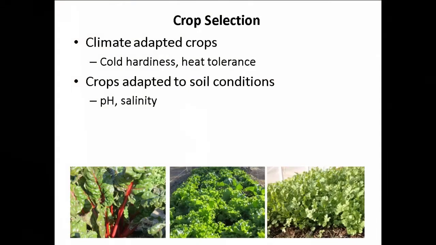Crops should also be adapted to the soil conditions. A lot of desert soils, especially in the lower elevations, have a pH higher than 7, sometimes around 8. And these alkaline conditions sometimes interfere with the take-up of nutrients and can lead to nutrient deficiencies, or they can lead to crops not producing to their full potential.